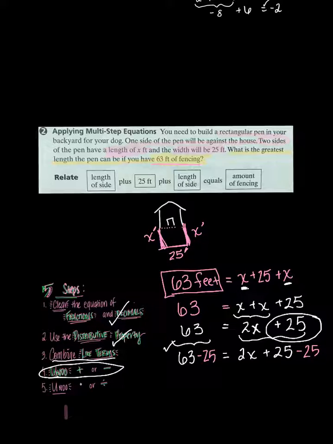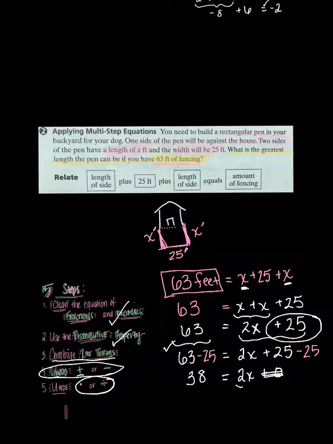And this is going to give me 38 equals 2x. My plus 25 and my minus 25 equals 0. And 2x plus 0 is just 2x. All right, now what do I have going on? Do I have addition or subtraction? No. I've got some multiplication or division going on.